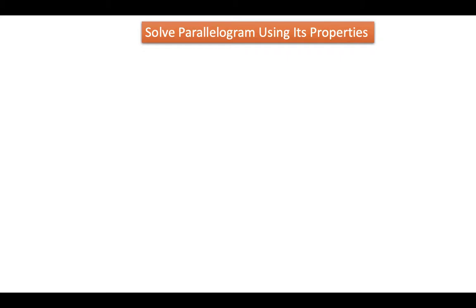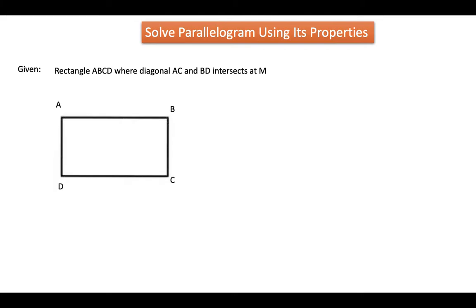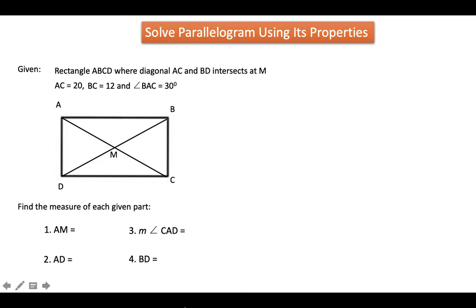Solve parallelogram using its properties. Given rectangle ABCD where diagonals AC and BD intersect at M. If AC is equal to 20, BC is equal to 12, and angle BAC is equal to 30 degrees, find the measure of each given part.